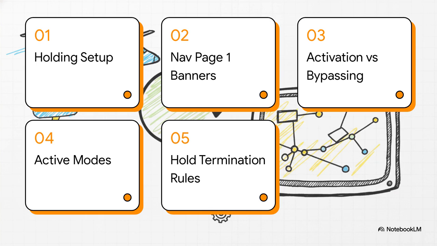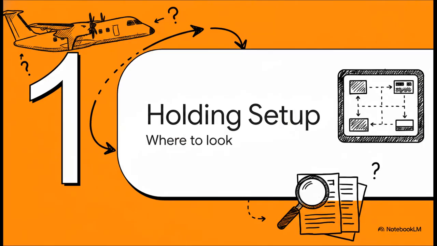1. FMS holding setup. 2. Nav page 1 banners. 3. Normal activation versus bypassing. 4. Active holding and approach modes. And finally, 5. Hold termination rules. Let's jump right in. Section 1.